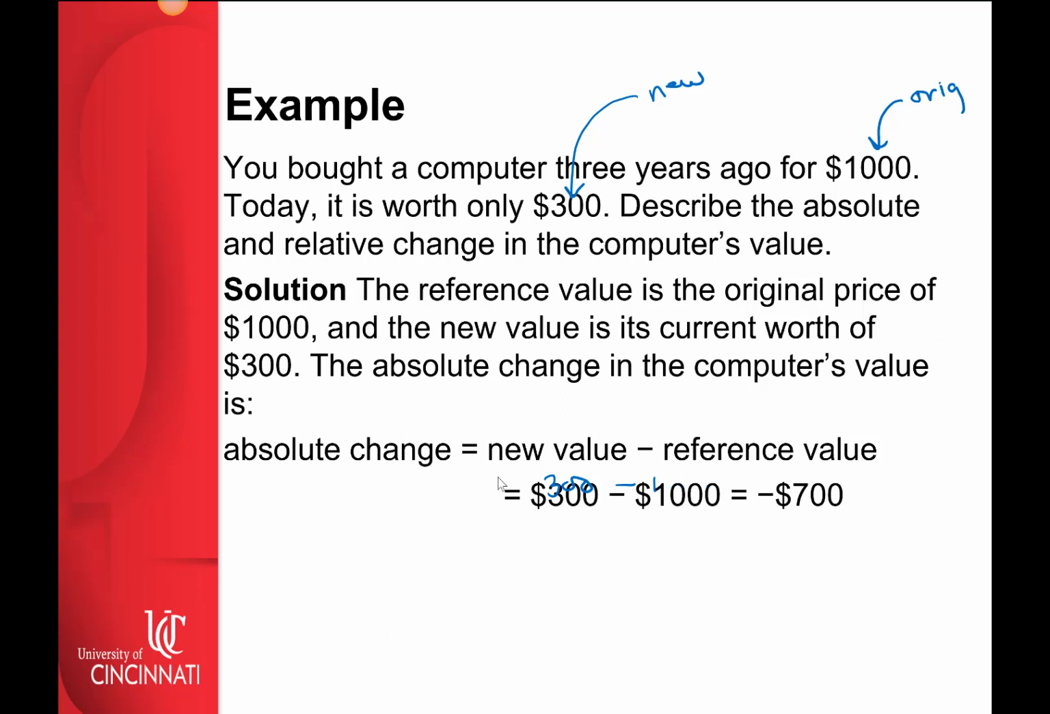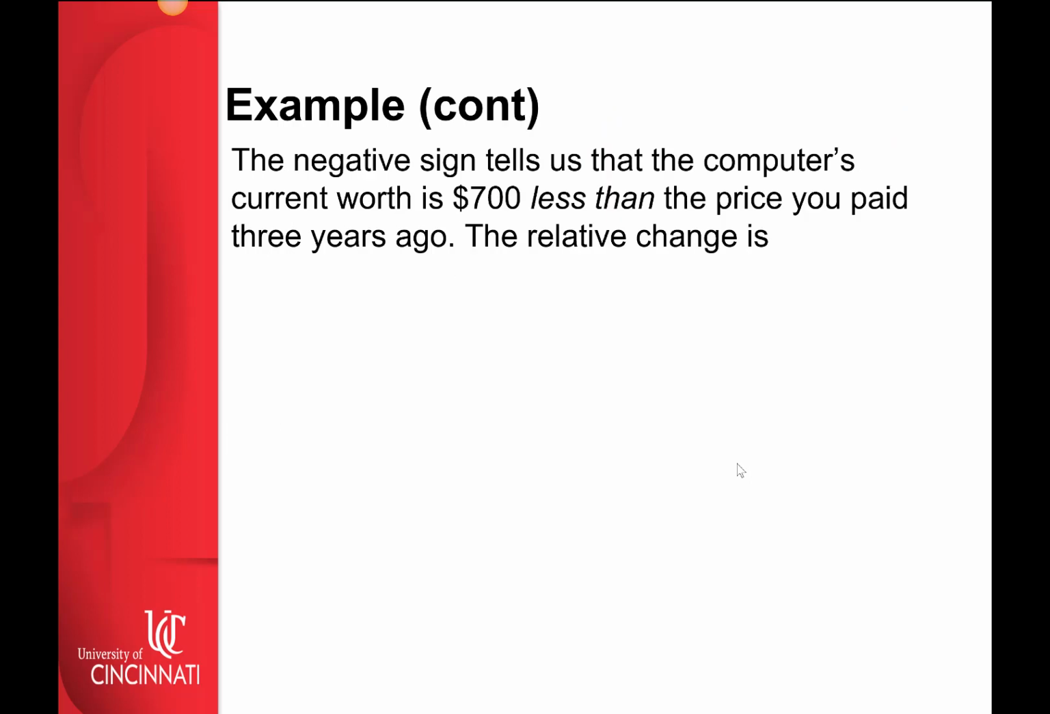Okay, so there you go. There's your 300 minus your 1,000. Lost $700. Hopefully it's done something to earn you some money over that time to make up for that $700. Okay. The negative sign means it's less than it was worth before. The relative change, go get them. How would you do the relative change on this?